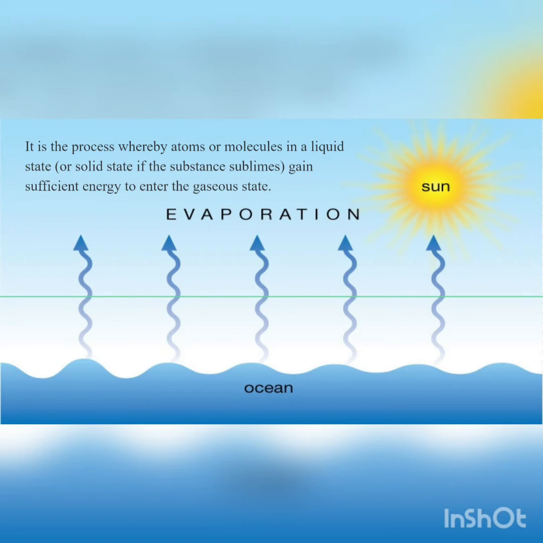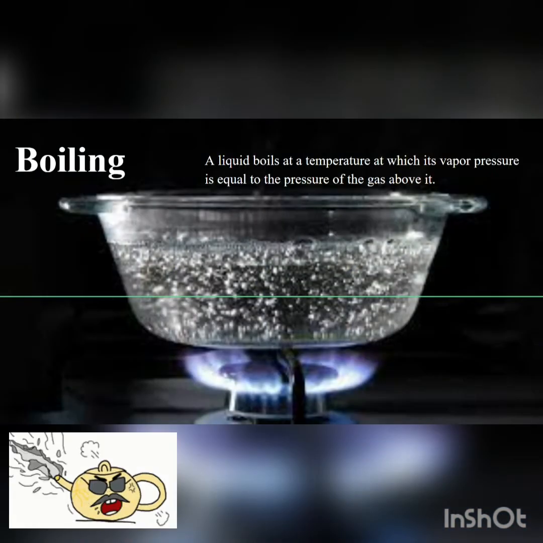The thermal motion of a molecule of liquid must be sufficient to overcome the surface tension and evaporate. Evaporation therefore proceeds more quickly at higher temperature and in liquids with lower surface tension. Boiling is the second form of vaporization.